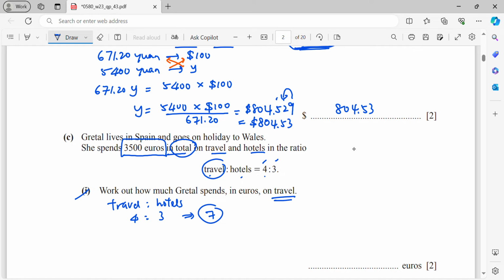So now my working here is, because we were asked to get the money spent on travel, travel is 4 out of 7 times 3,500 euros. So that means this is going to be 2,000 euros. So here should be 2,000.